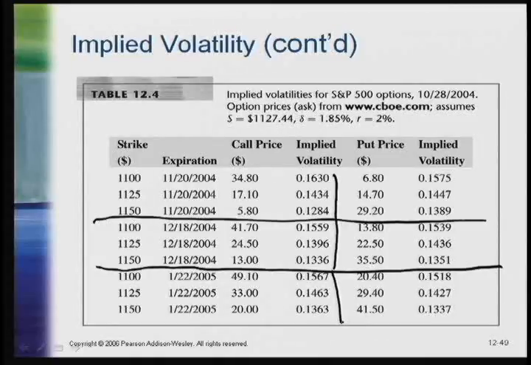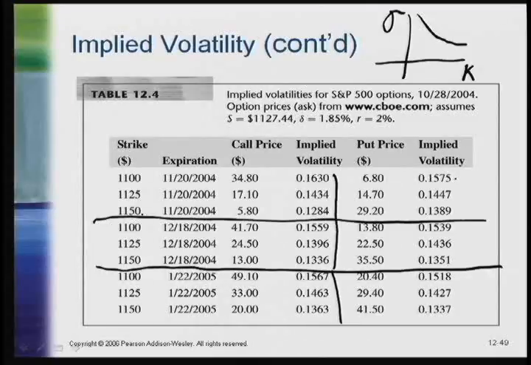In the first group, you see I've split out the 11/20/2004 maturities, and we see that the implied volatility for the calls, the implied volatility of the 1100 strike is higher than the implied volatility of 1150. You see a definite skew. If you were graphing volatility as a function of K, it would have this skew shape. It starts off high and drops as the strike goes up.